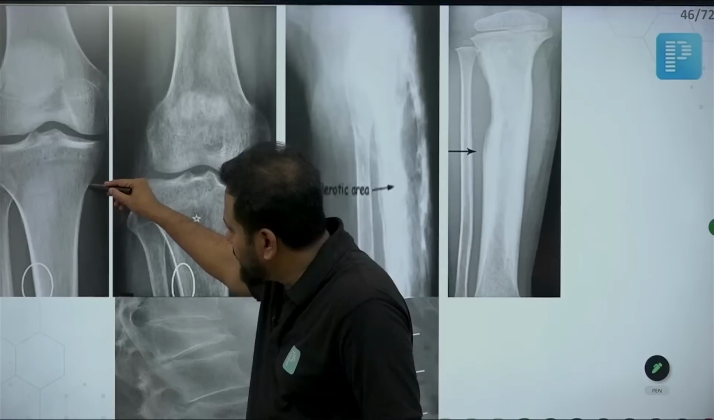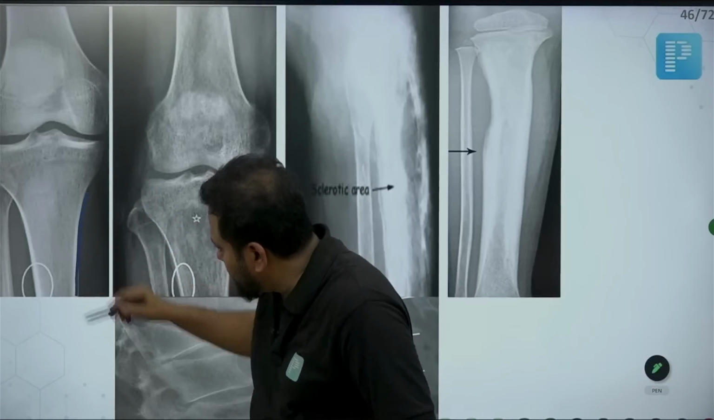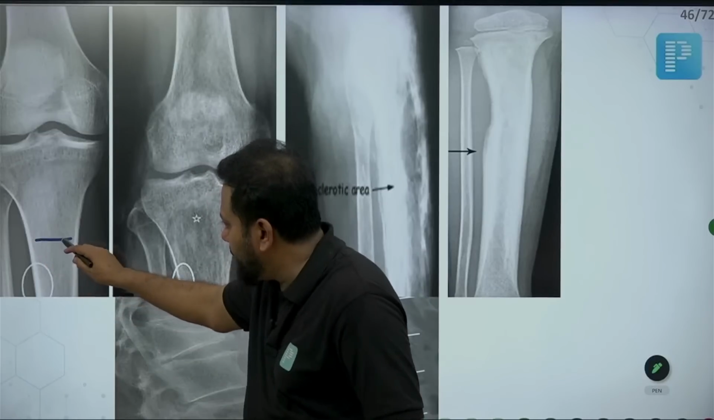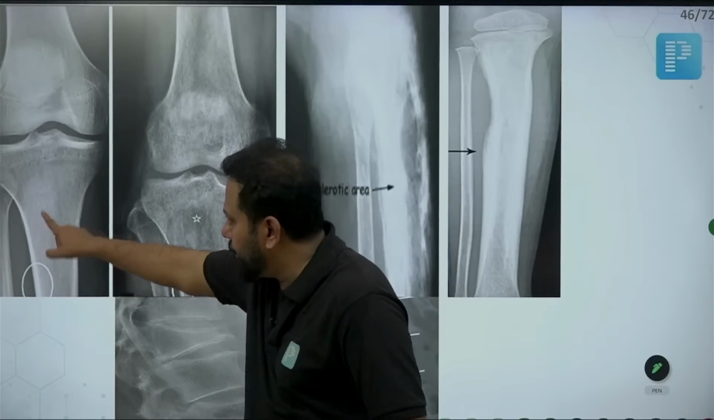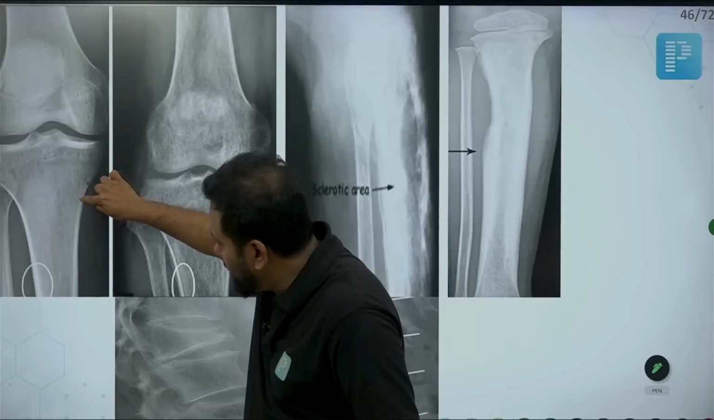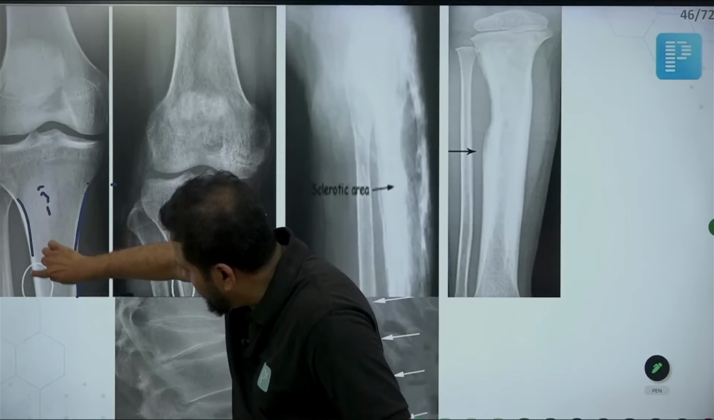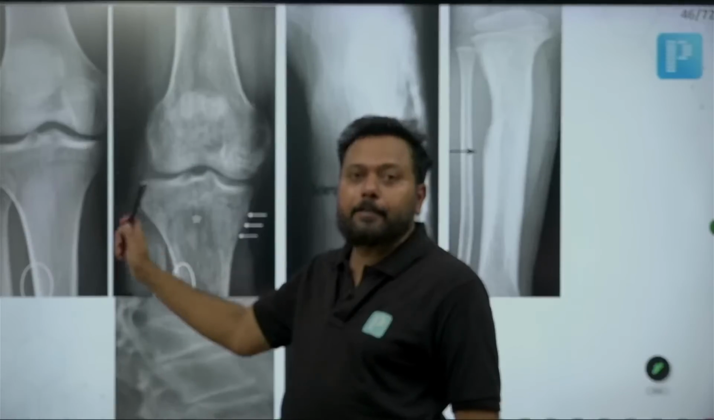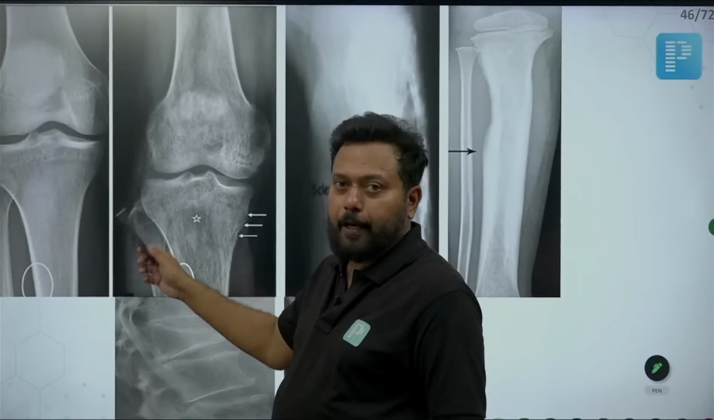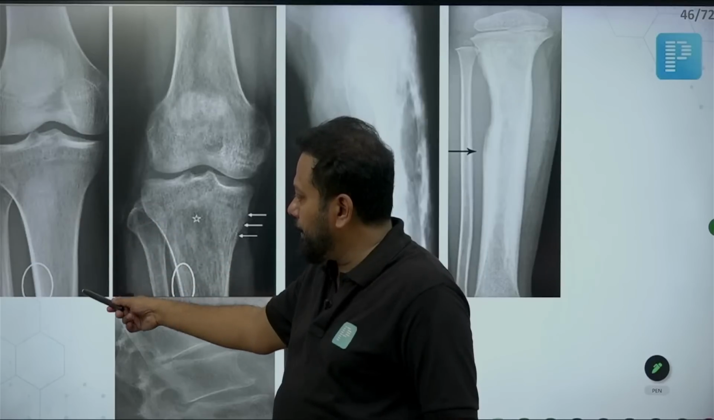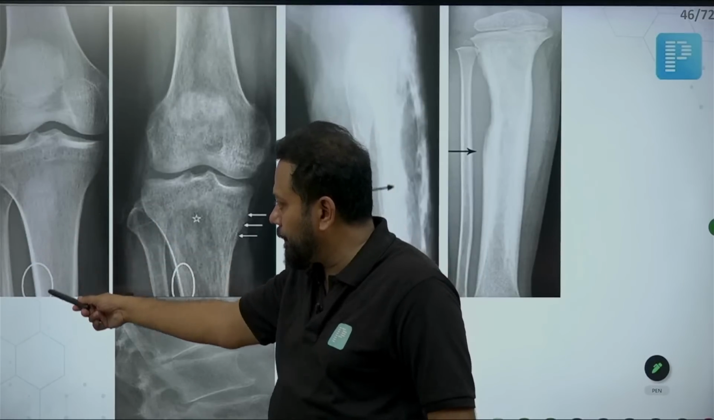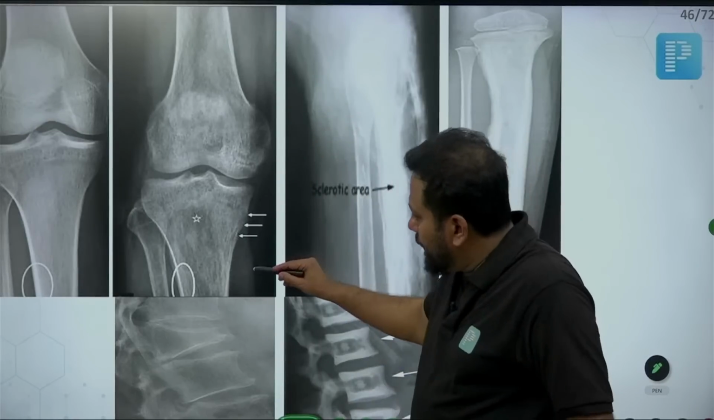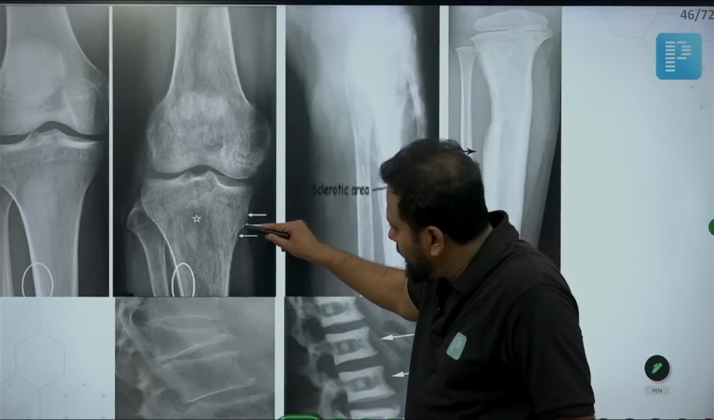One is called a cortex. This white color structure is called a cortex. The whole thing inside is called the medullary canal. The thick white structure, these are called the cortex. Okay, I think I am clear. This is a normal X-ray of a knee. You are able to see a normal thickness of the cortex and a normal medullary canal.